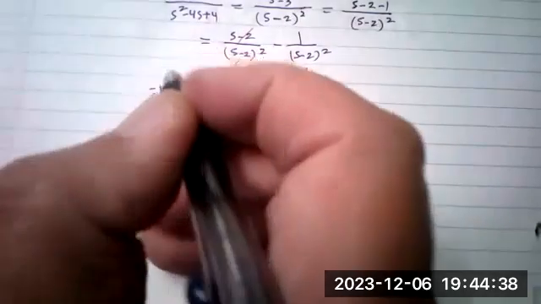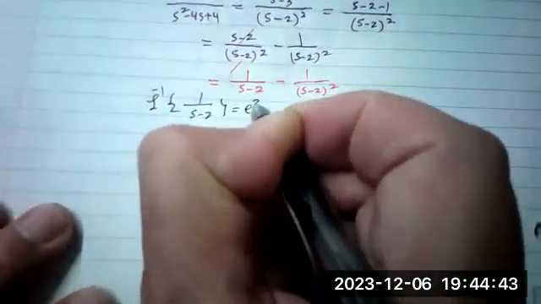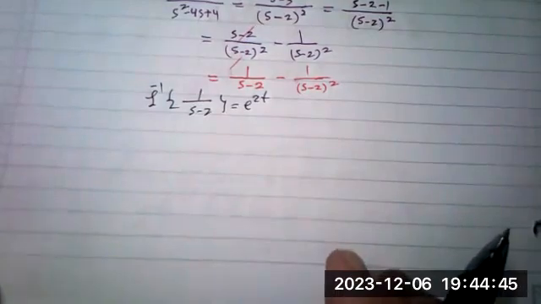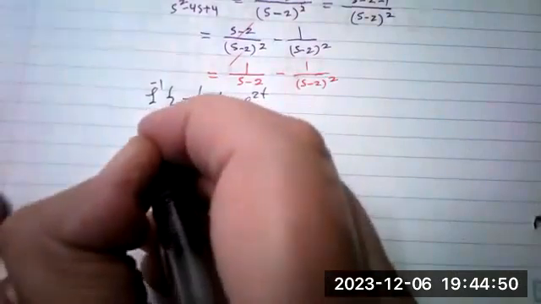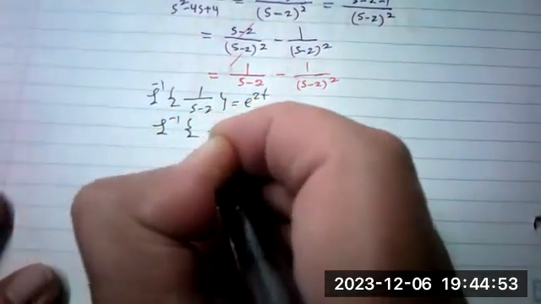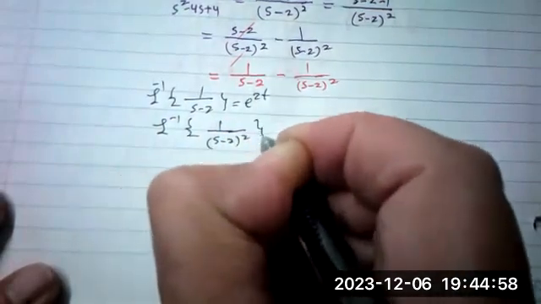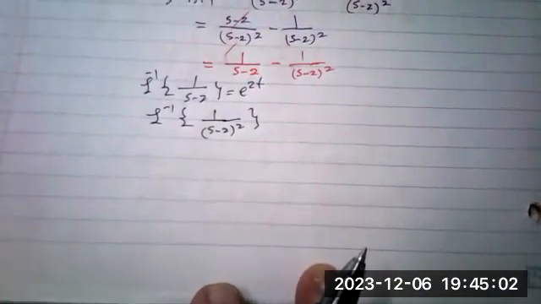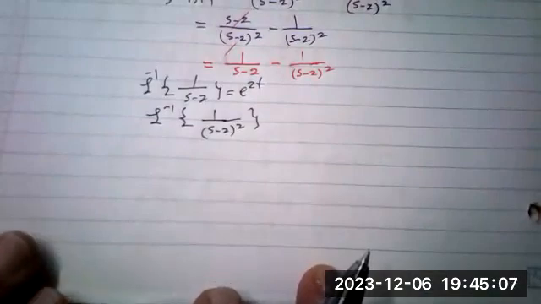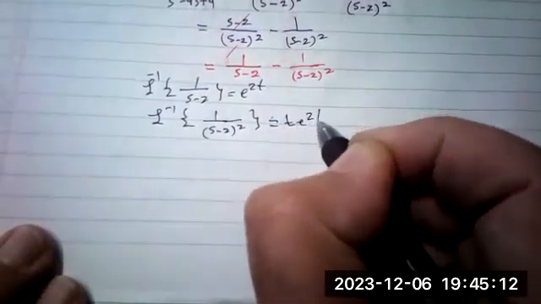Okay, there you are. Laplace inverse of 1 over s minus 2 gives you e to the 2t. That's the first one. The second one, the Laplace inverse of 1 over s minus 2 squared. We go with the 1 over s squared first. 1 over s squared would be, Laplace inverse, t. Then we have to multiply by e to the 2t.